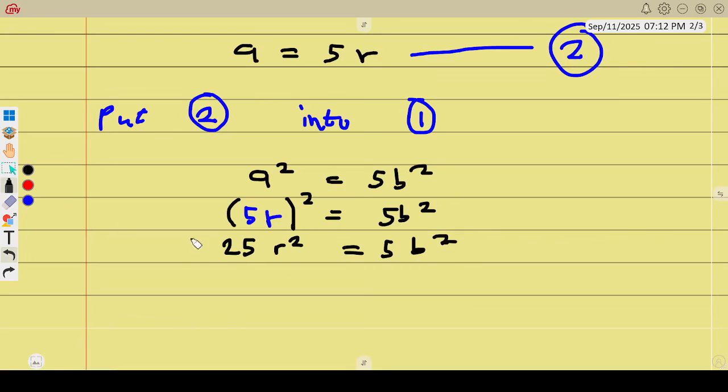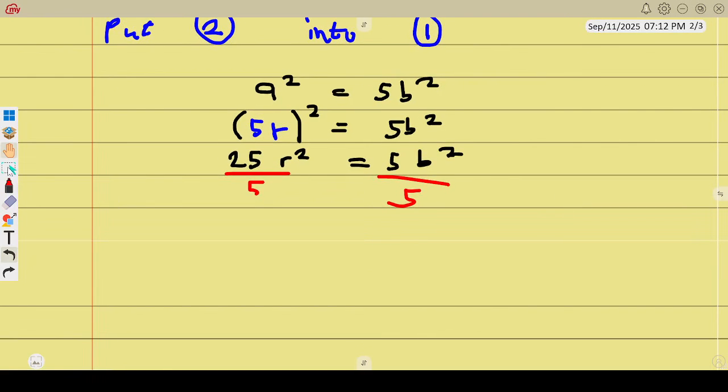Okay, and then from here we just simplify further. We say let's divide both sides by 5. So here divide by 5, also there divide by 5. So what we get is, when we divide, we remain with 5r there. So this is 5r is equal to b squared.